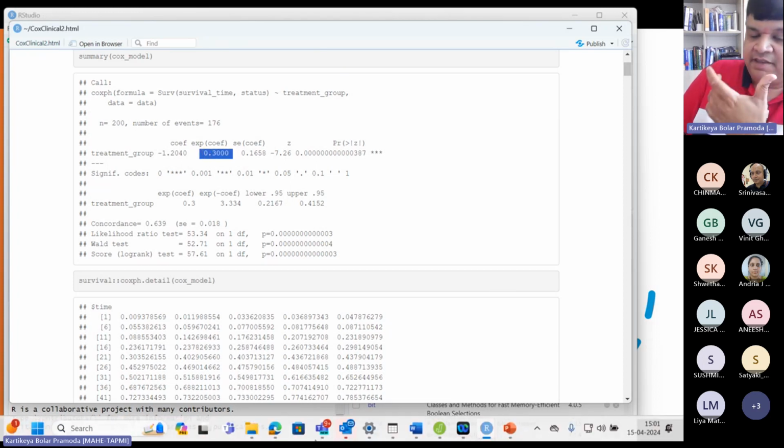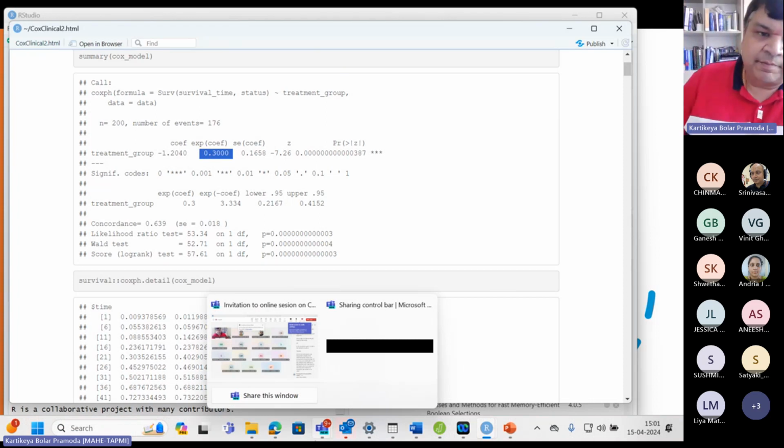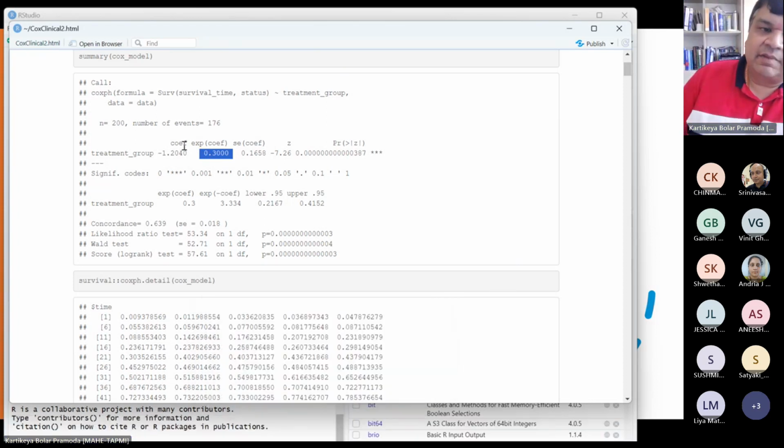Now this one, 0.3000, is less than 1. Those in the treatment group — when you see treatment group like this, it basically means it is a dummy variable or a binary variable which has value 1. So you have to understand it that way. Since it is a binary variable, only the record which has been flagged to 1 is the one being shown.